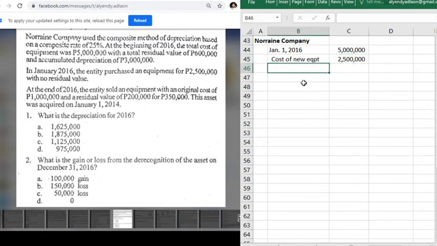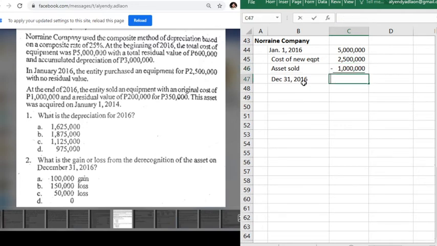And the next one is to consider the cost of the asset sold. So take note class, we are to find the cost on December 31, 2016. Since during the year there were new purchases and new dispositions, we will consider the cost of these purchases and dispositions. For the asset that was sold, at the end of 2016, the entity sold an equipment with an original cost of 1 million and a residual value of 200,000. So the cost of such asset is 1 million pesos.